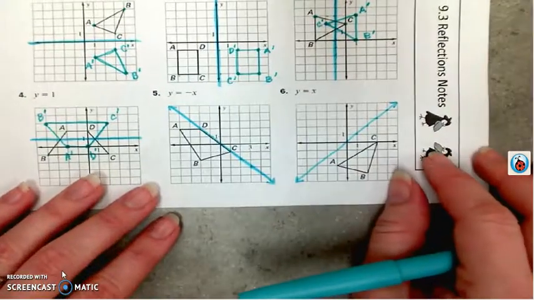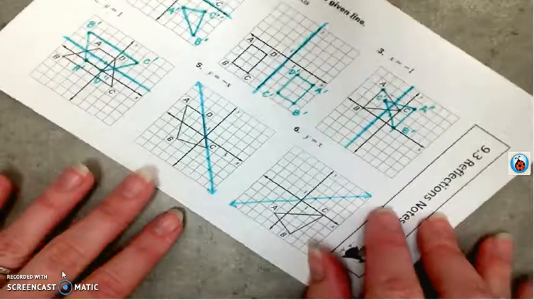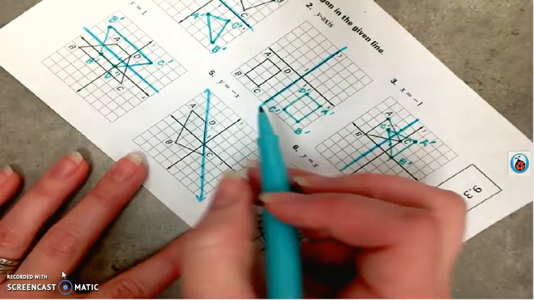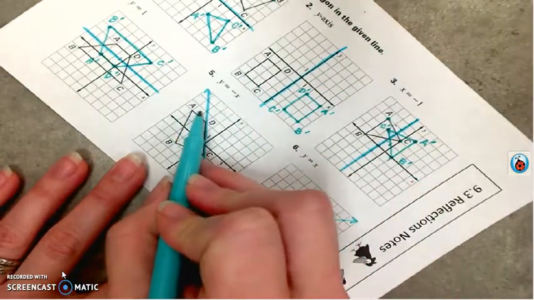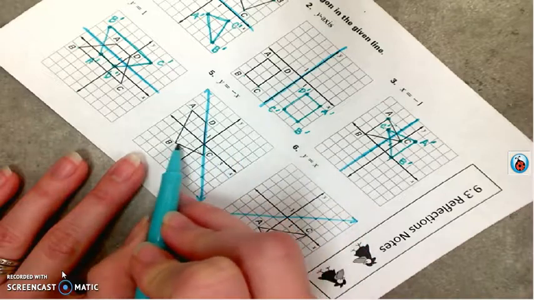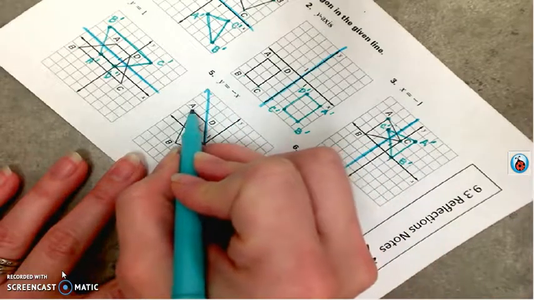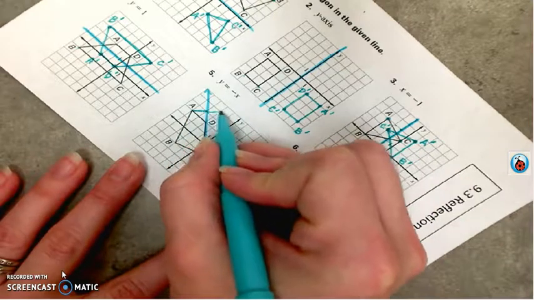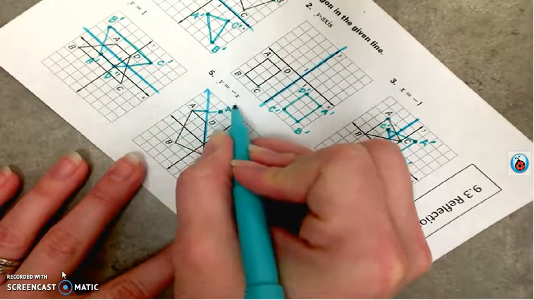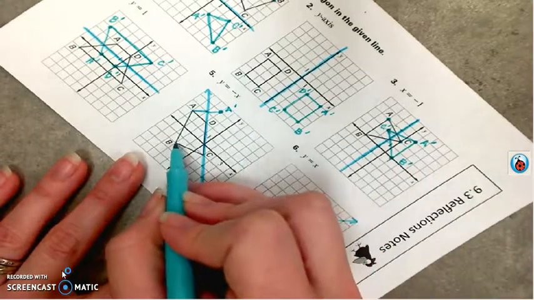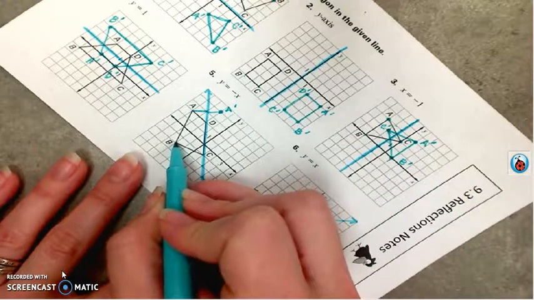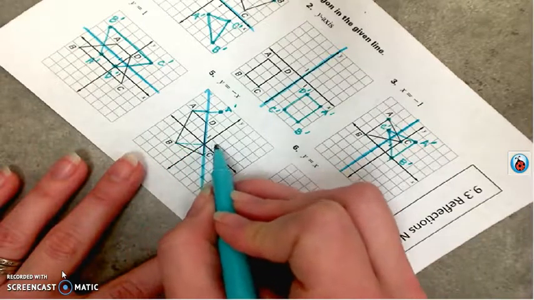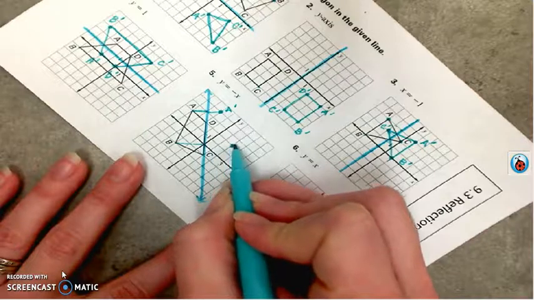For these slanted lines, here's what I suggest. I suggest turning your paper so that maybe your line is vertical instead, and then just thinking of going horizontally across that line. So see how we're going to sort of have to go at a diagonal. So A is 1 diagonal away, so A prime will be 1 diagonal away on the other side. B, you have to go straight to the line, so 1, 2 diagonals away, 1, 2 diagonals away.